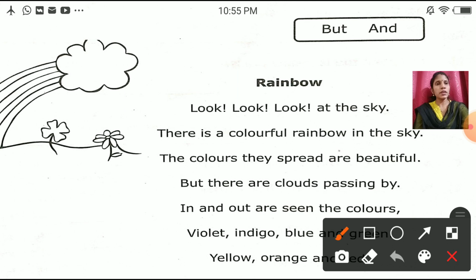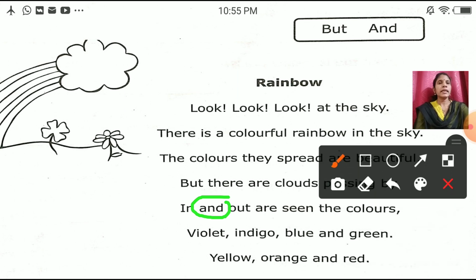Okay, so here what we are going to do is we are going to circle "and". Now next: violet, indigo, blue and green. Yellow, orange and red. So we have circled all the "and".